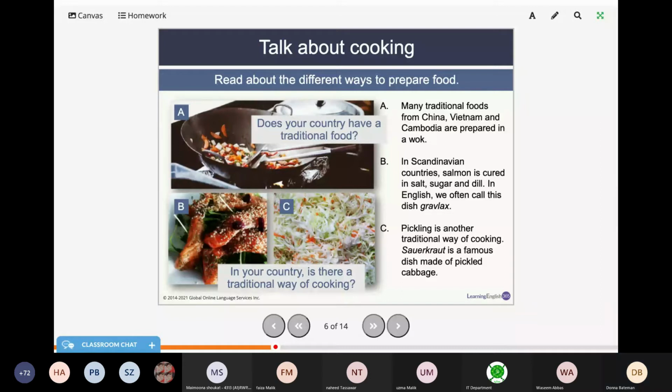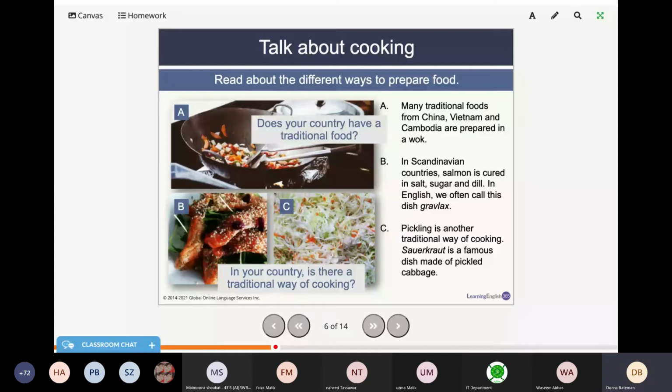Picture B is the traditional way of preparing salmon in Scandinavian countries. Scandinavian countries, countries like Sweden, Norway, Denmark, Finland. And it's a process whereby the salmon is cured in salt, sugar, and dill. So you get the fish and you cover it with salt, sugar, and dill. Dill is a herb. It's a very fine herb with very fine leaves. In English, we often call this type of salmon gravlax. Okay.